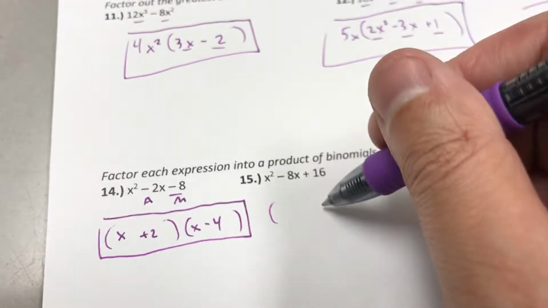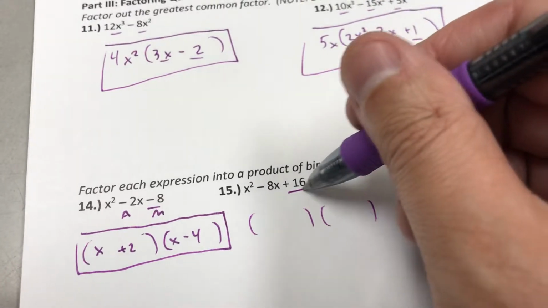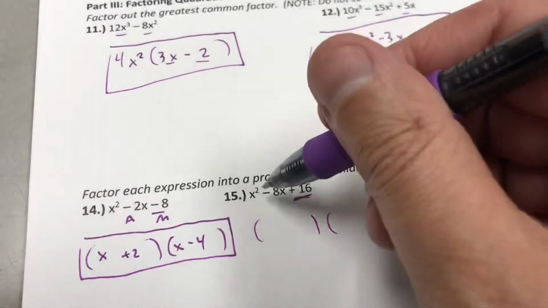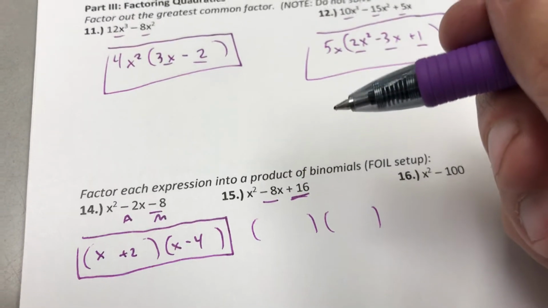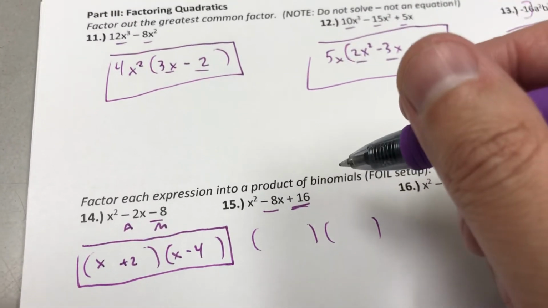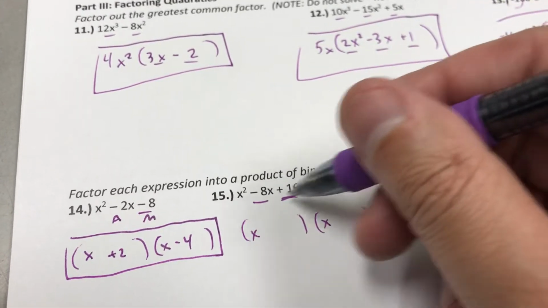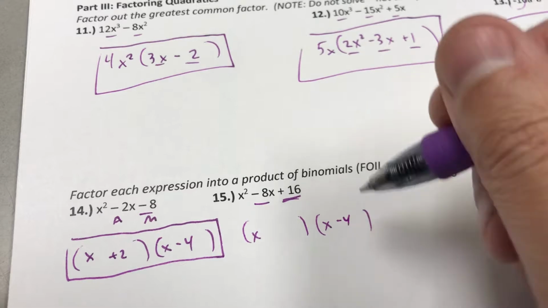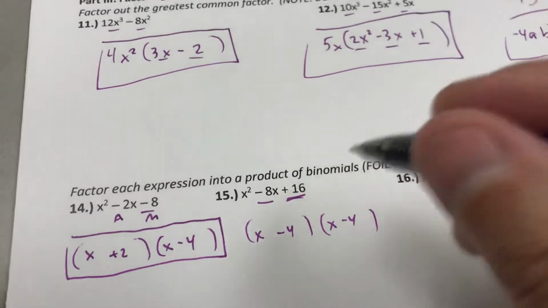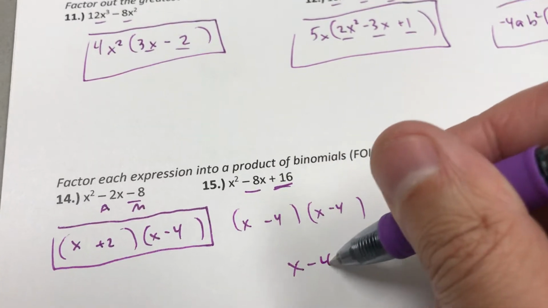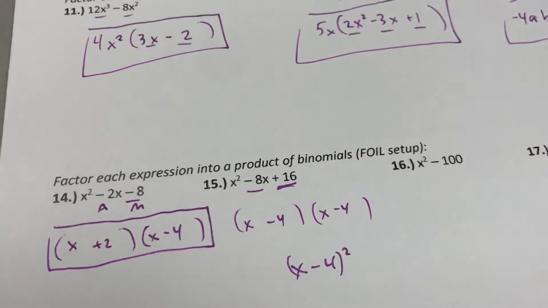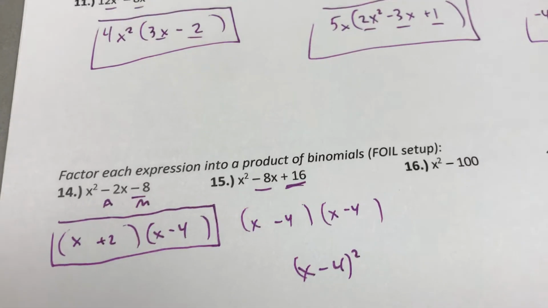Okay, next one, another binomial. Last 2 terms need to multiply to be 16. They need to add to be -8. They're both going to have to be negative, right, to get a -8x and to get a +16 product. -4 and -4, right? By the way, since it's being multiplied by itself, you could also write that as the quantity x - 4 squared, which notice is not x squared plus 16.